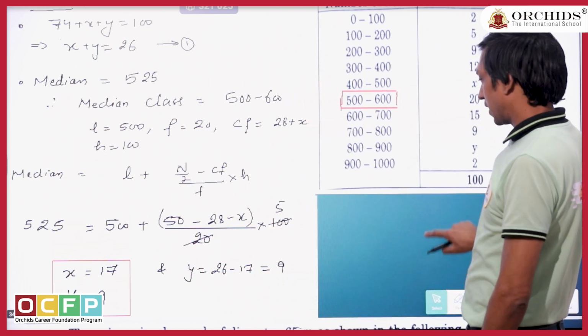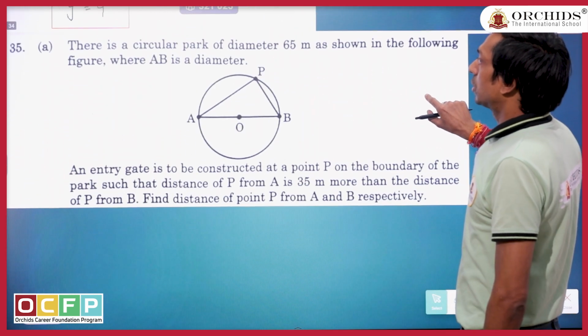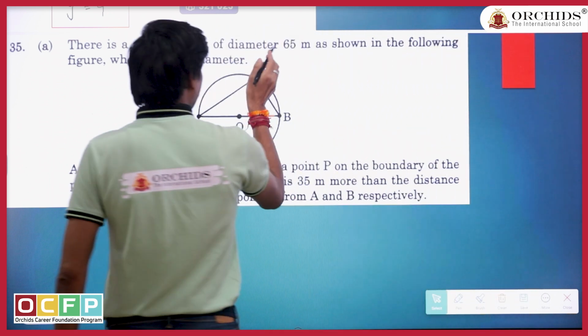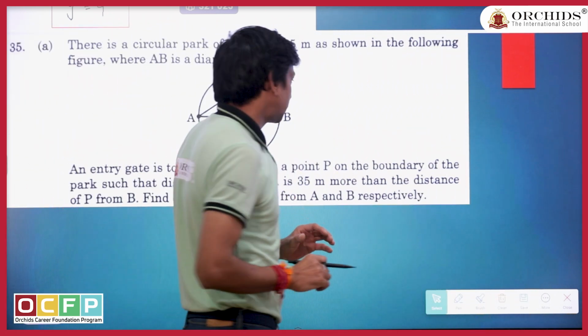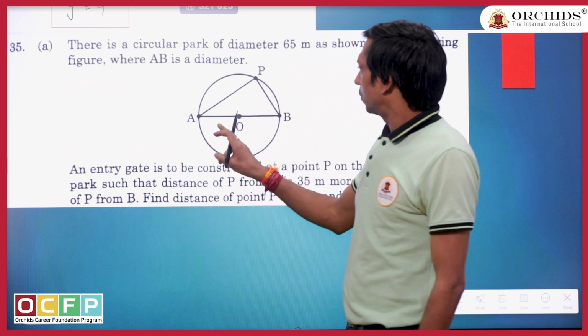So the next problem we have is: a circular park is given with diameter 65 meter. This is also similar to the NCERT problem, with a slight variation in this problem also. Right. So in this case, what is given?